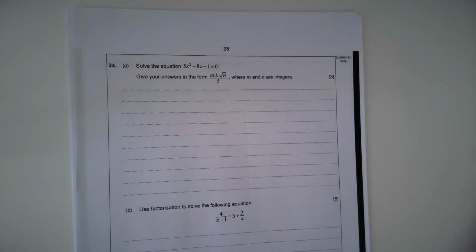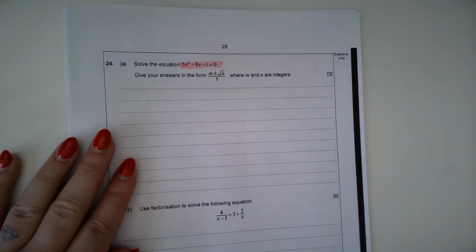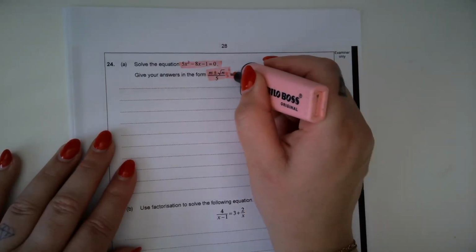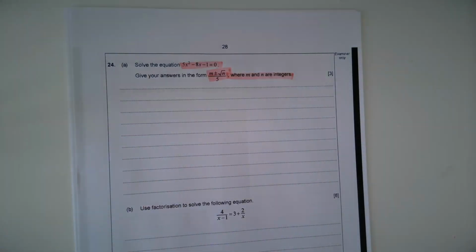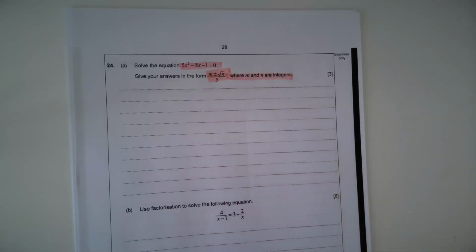Question 24a. Solve the equation 5x squared subtract 8x subtract 1 equals 0. Then it asks that we give our answer in this form where m and n are integers. So that's a big clue as to how I'm going to solve this. Instinctively, usually I try and factorise quadratics to solve them because I find that a simpler method. However, because it wants my answer in this form, this is an exact form that involves some kind of surd, I'm not going to get that from factorising. I'm actually not going to be able to factorise and get integer values.